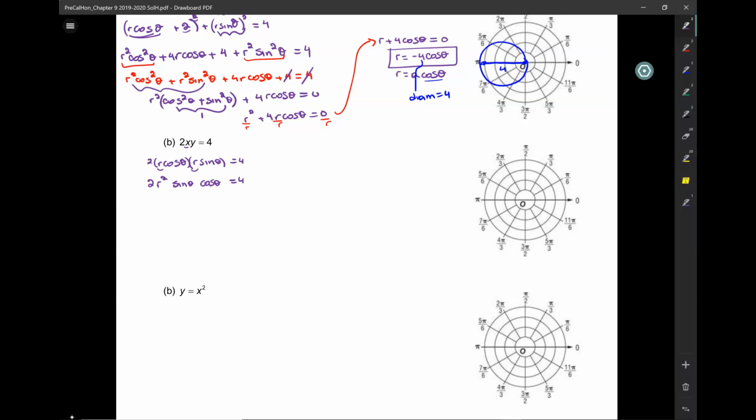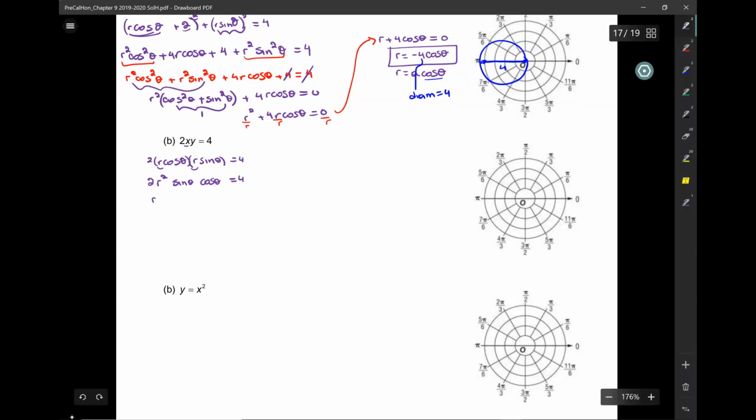And now I'm just going to flip the place of the r squared and the 2. I'm just going to swap them. r squared times 2 sine theta cosine theta is equal to 4. But wait a minute, what's 2 sine theta cosine theta? That's from chapter 5. That is a double angle identity. That's actually sine of 2 theta. So what I have here is r squared times sine of 2 theta is equal to 4.